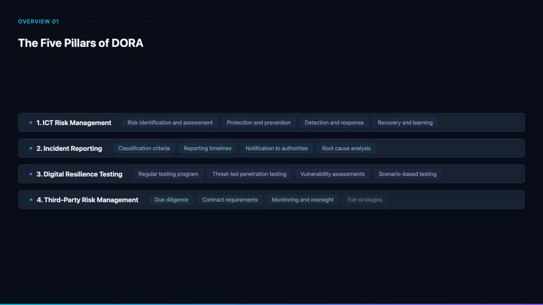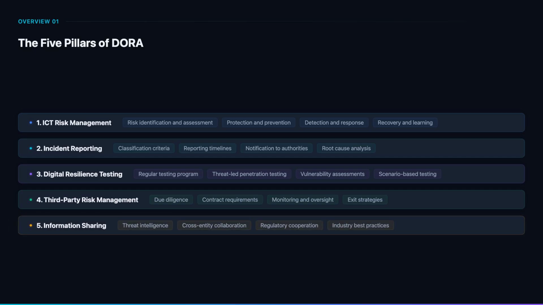The fourth pillar addresses ICT third-party risk management. Financial entities must perform due diligence on technology providers, include specific resilience clauses in contracts, maintain ongoing monitoring and oversight, and develop exit strategies for critical providers. The fifth pillar encourages information sharing on cyber threats and vulnerabilities between financial entities, with regulatory authorities, and across the industry to strengthen collective resilience.